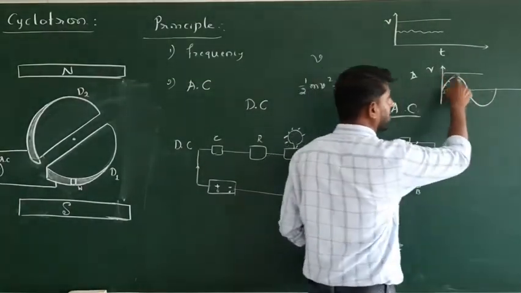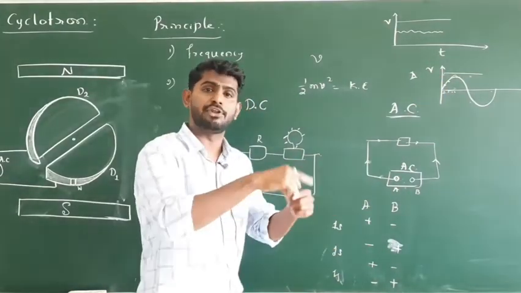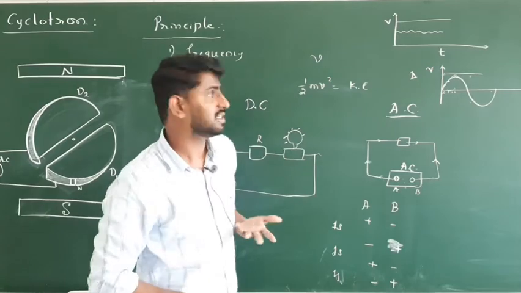Okay, the magnitude of the current is continuously changing and the polarity is periodically changing. Why am I using the word periodically?